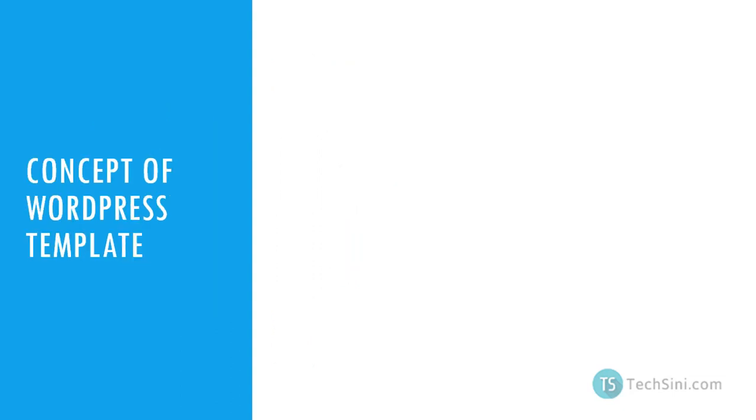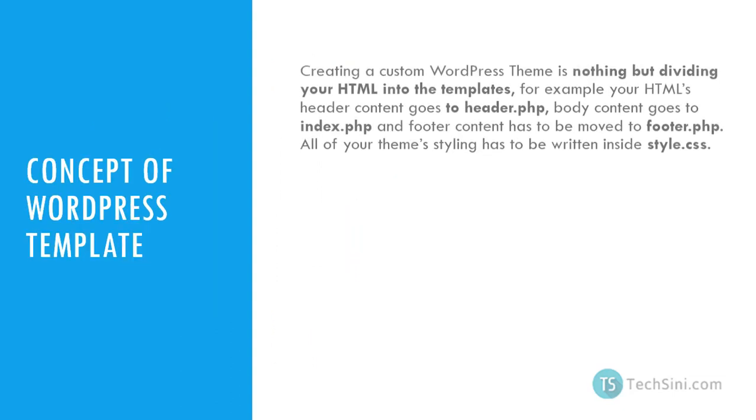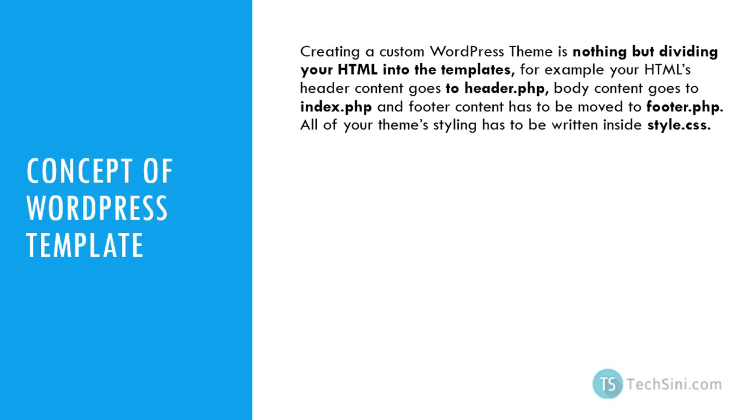Concept of WordPress template. Creating a custom WordPress theme is nothing but dividing your HTML into templates. For example, your HTML's header content goes to header.php, body content goes to index.php, and footer content has to be moved to footer.php. All of your theme styling has to be written inside style.css.